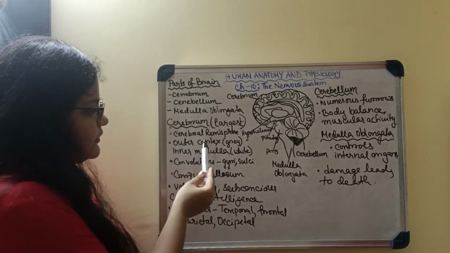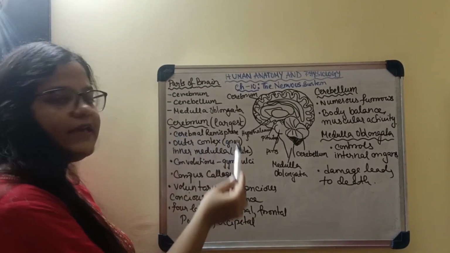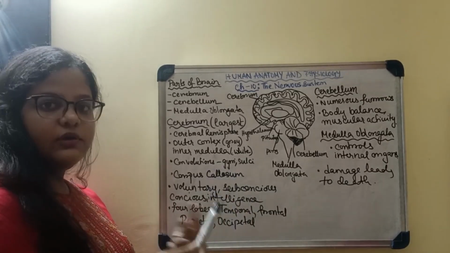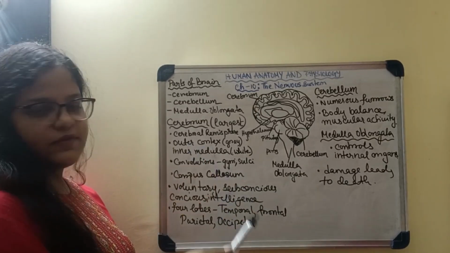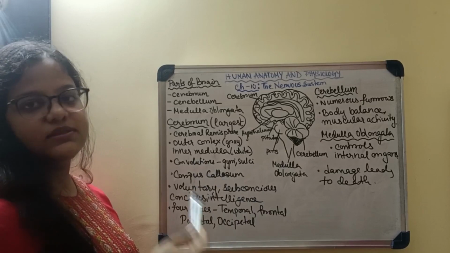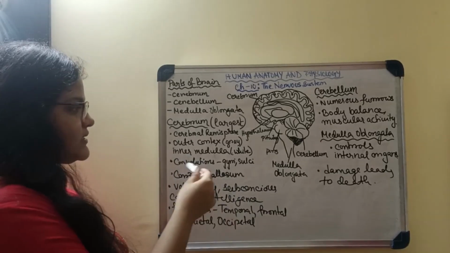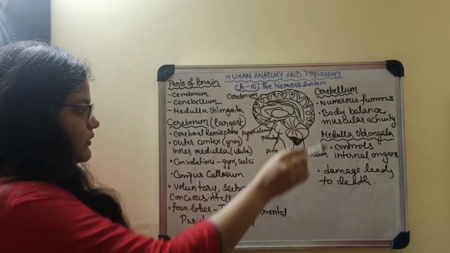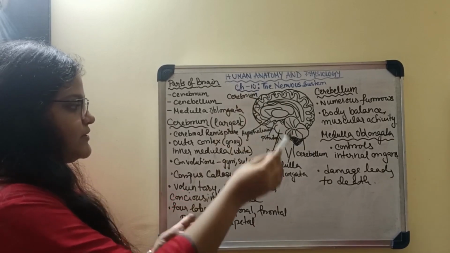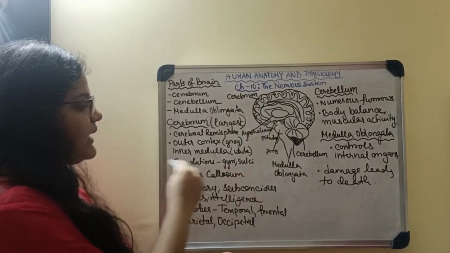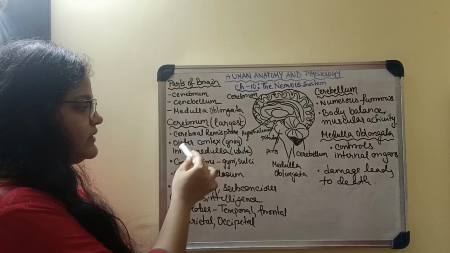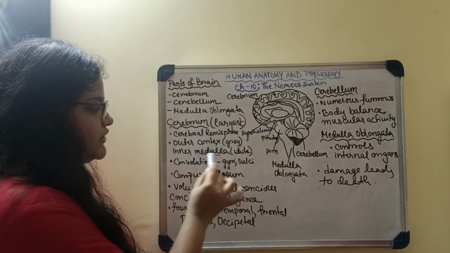Now this cerebrum is divided into cerebral hemisphere. Okay, that is two parts. Now the left part is always the left hemisphere and the right part is the right hemisphere. Next, the outer part of the cerebrum is known as the cerebral cortex, and the inner part of the cerebrum is known as the cerebral medulla.